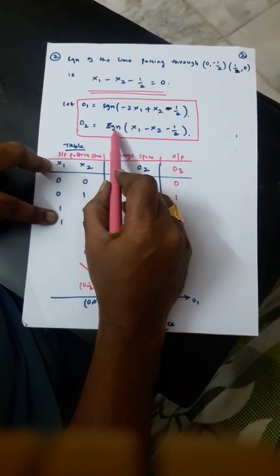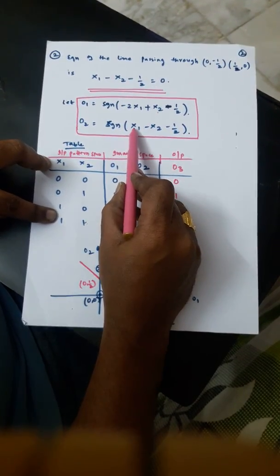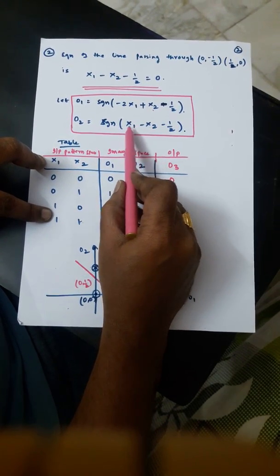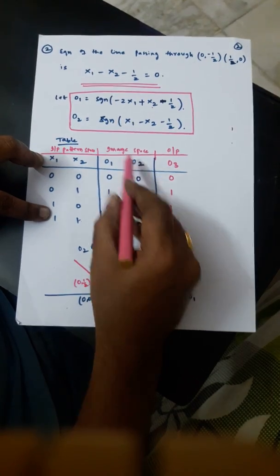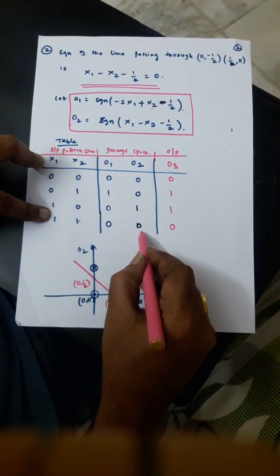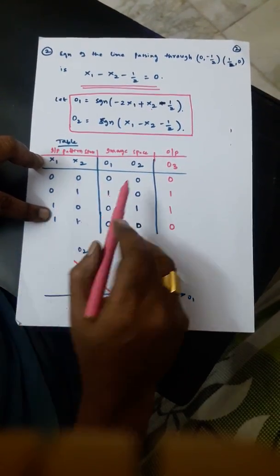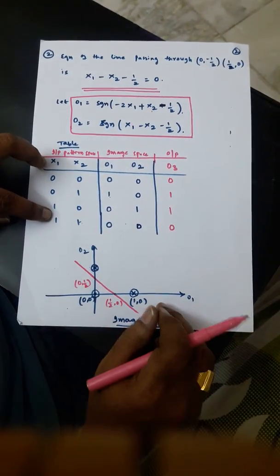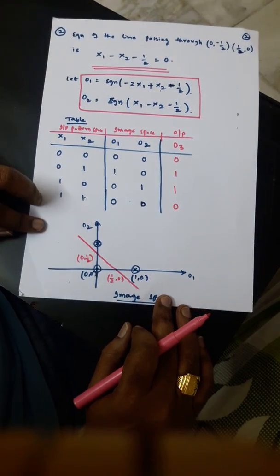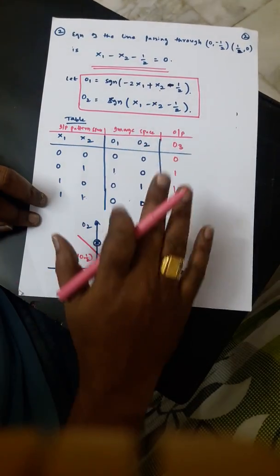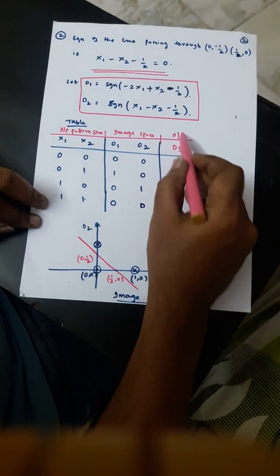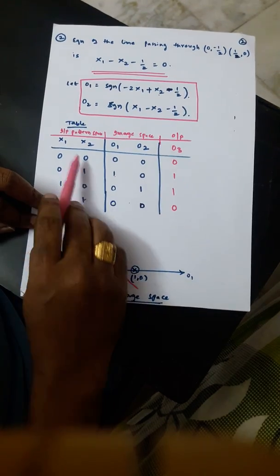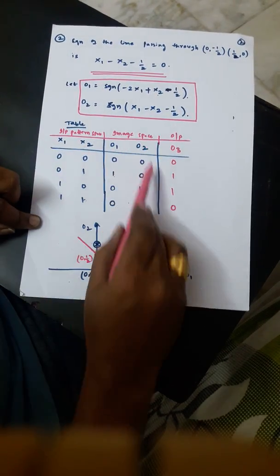In the same way, for O2, with x1 x2 as 0 0, 0 minus 0 minus 1 by 2, so that is signum of minus 1 by 2, which is 0. If I find O2 for the remaining inputs, it is 0 1 0 like this. So O1 O2 are obtained corresponding to x1 and x2 as shown here. Let us discuss the pink colored lettering later on. I hope you understood up to this portion.